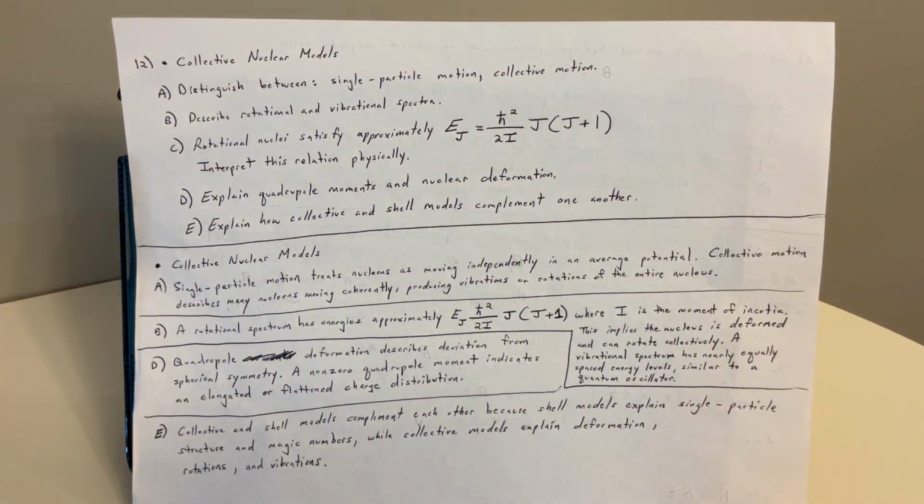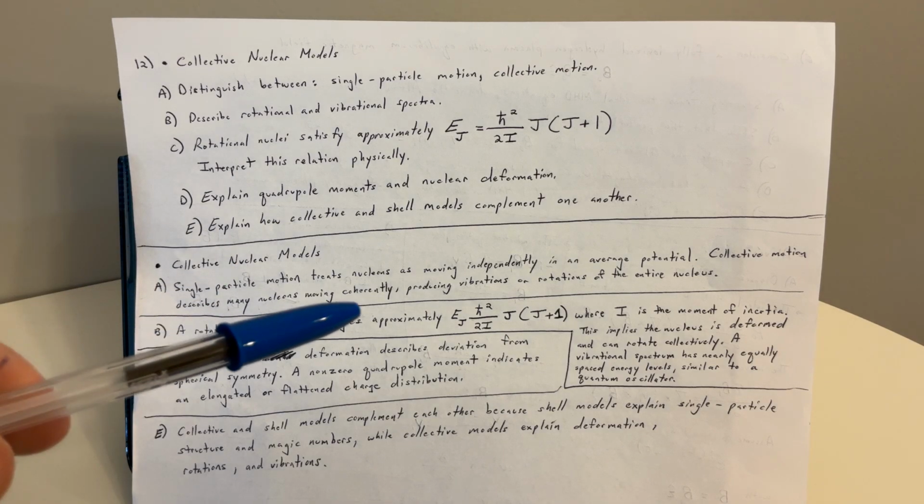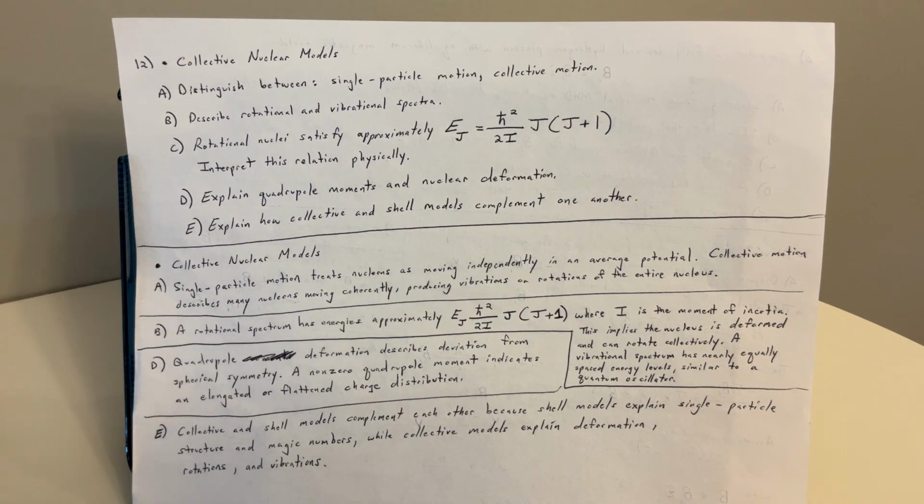Number 12, collective nuclear models distinguish between single particle motion and collective motion. That's letter A. Single particle motion treats nucleons as moving independently in an average potential. Collective motion describes many nucleons moving coherently, producing vibrations or rotations of the entire nucleus.